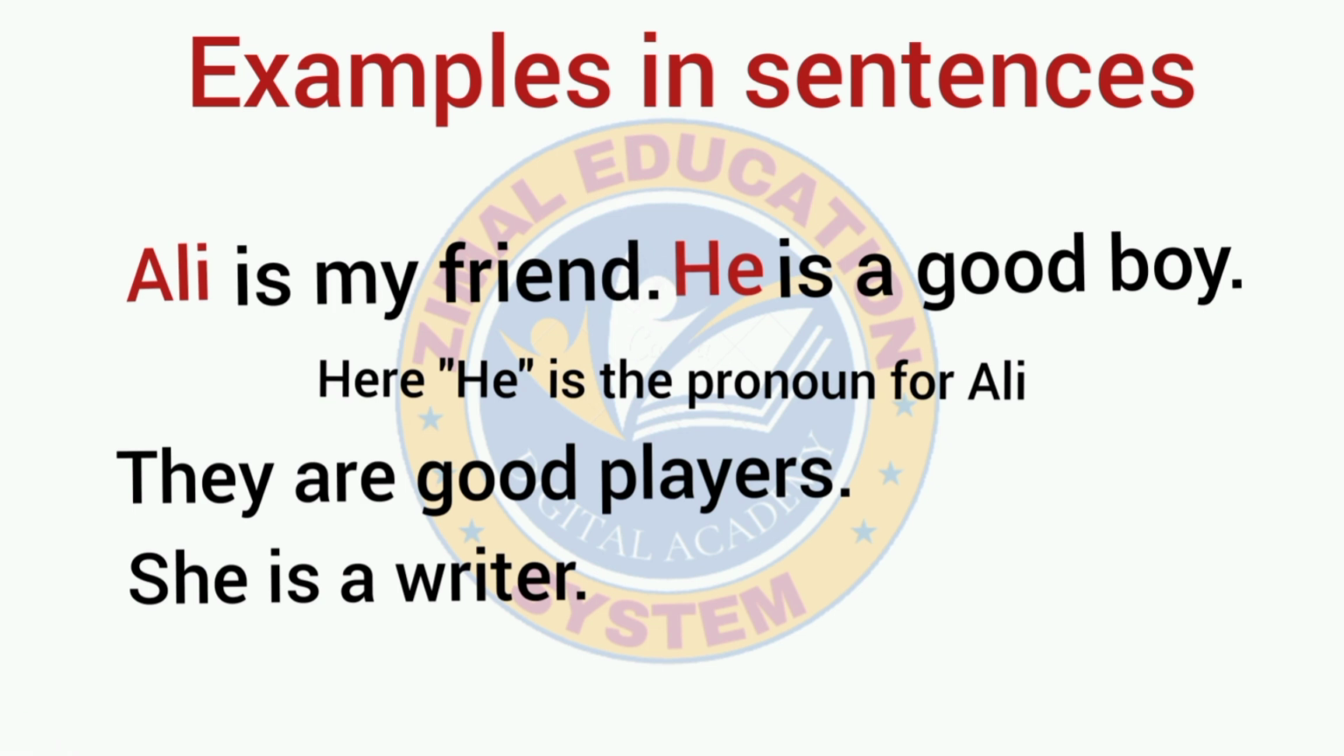Examples in sentences. Ali is my friend. He is a good boy. Here he is the pronoun for Ali. They are good players. She is a writer. In these two sentences, they and she are used as pronoun for someone's names.